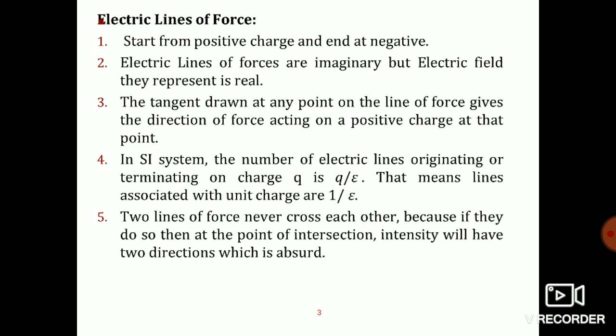Number 4, in the SI system, the number of electric lines originating or terminating on a charge is given by q/ε0, which shows that lines associated with unit charge are 1/ε0.